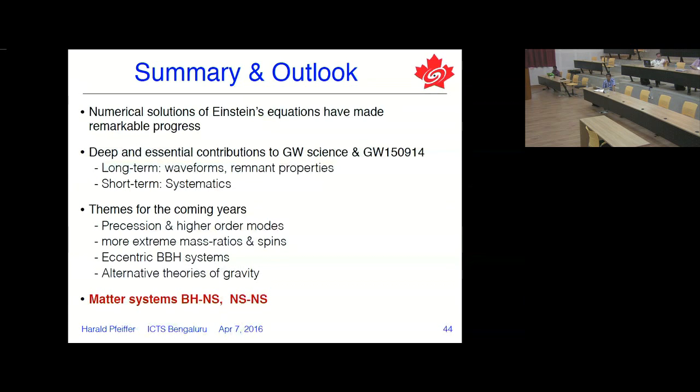What would be an entirely different talk, and at least as important as binary black holes, are matter systems, mixed binaries and binary neutron stars. Essentially because there's so much more physics going on: accretion disks, electromagnetic counterparts, prompt collapse to black holes or delayed collapse to black holes. And so again, a very active research area, which I simply didn't have time to cover in my talk. Thank you very much.